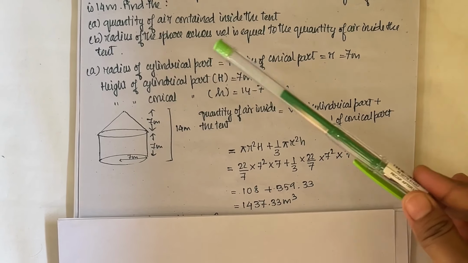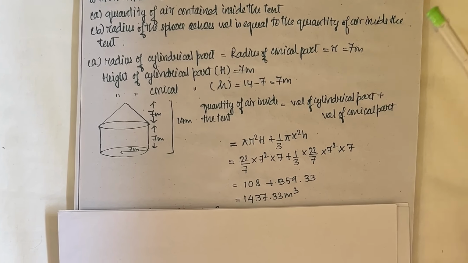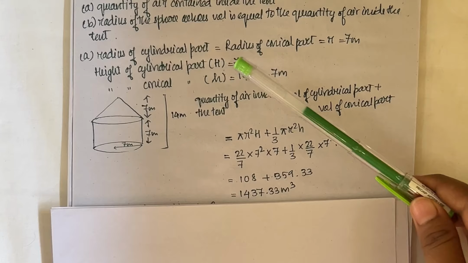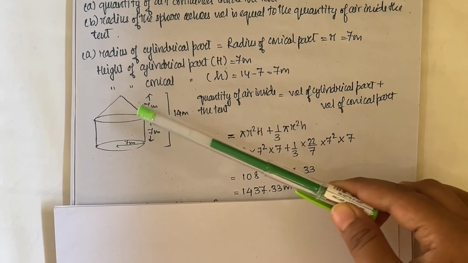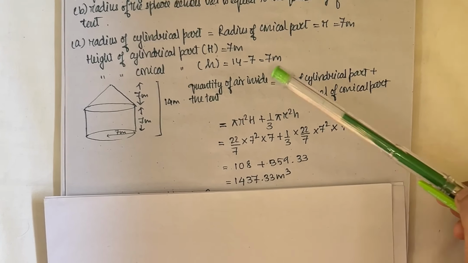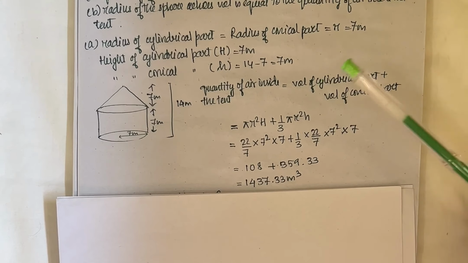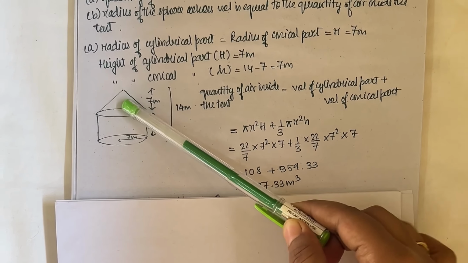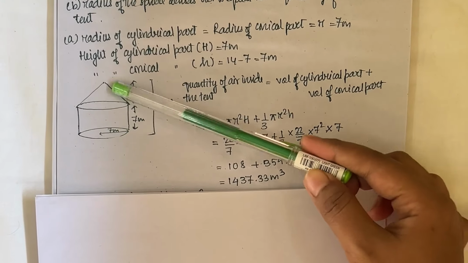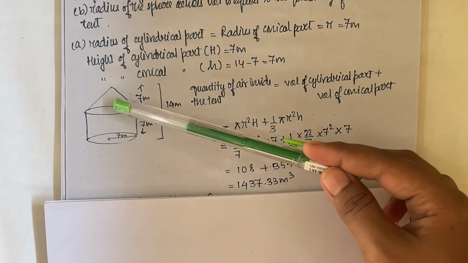Now first, the radius of the cylindrical part is equal to the radius of the conical part, that is 7 meters. Now the height of the cylindrical part, that is capital H, is 7 meters again. The height of the conical part, that is small h, is 14 minus H, so we get 7 again. Now the quantity of air inside the tent is equal to the volume of the cylindrical part plus the volume of the conical part, because see this, if this is the figure, air is completely filled inside, so it is this cylinder plus cone.